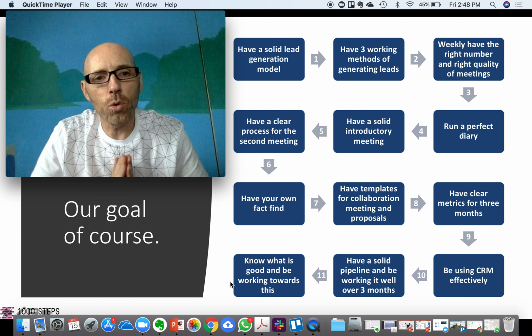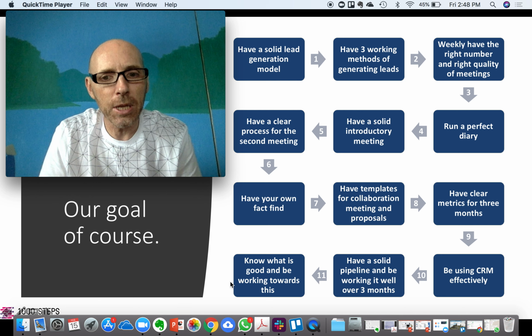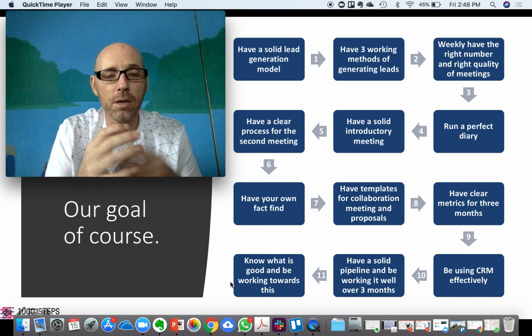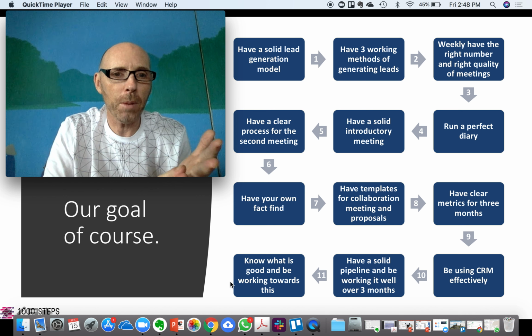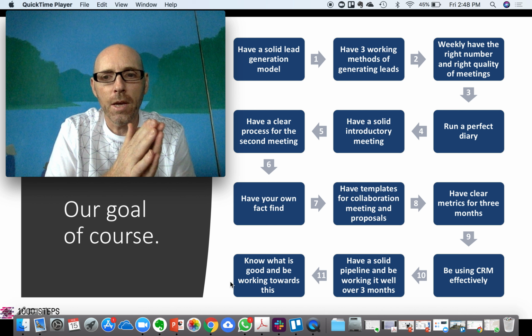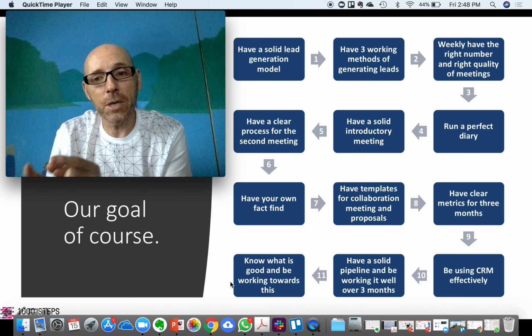Next, look, I want templates. If everybody has templates and a clear set of templates for collaboration meetings and proposals, it makes their lives easier because it's less time doing admin, less time prepping things, and it also means they get back to see the client a lot quicker. Finally, we jump into metrics.